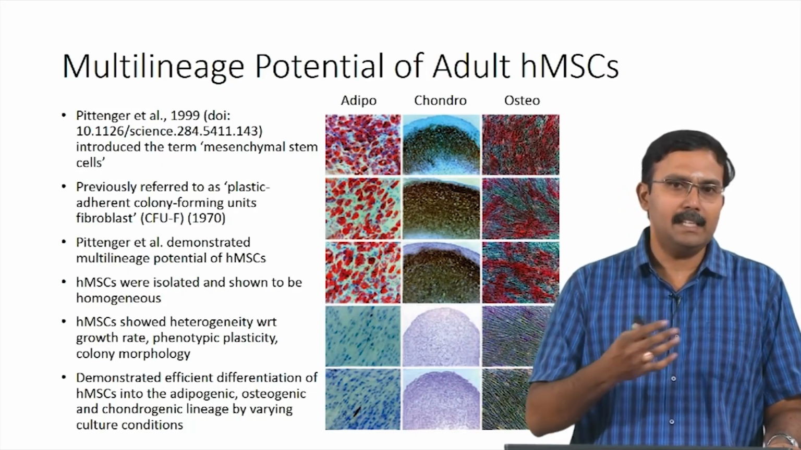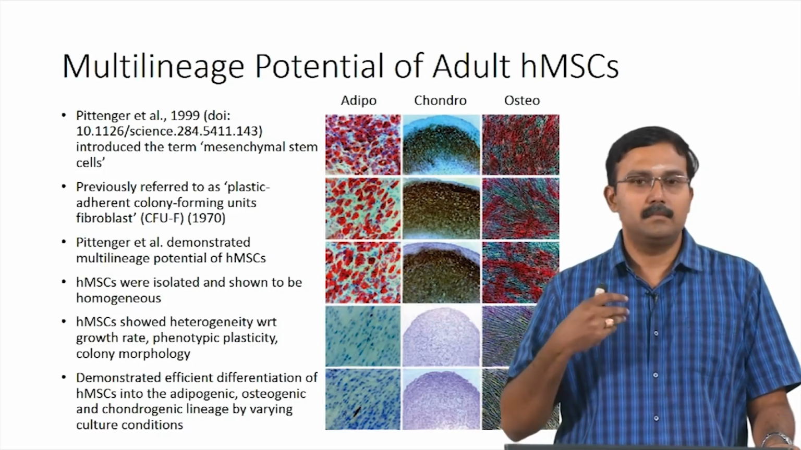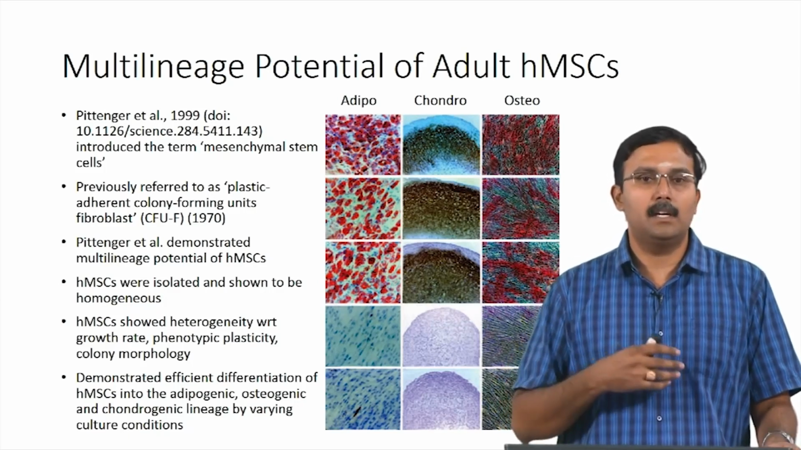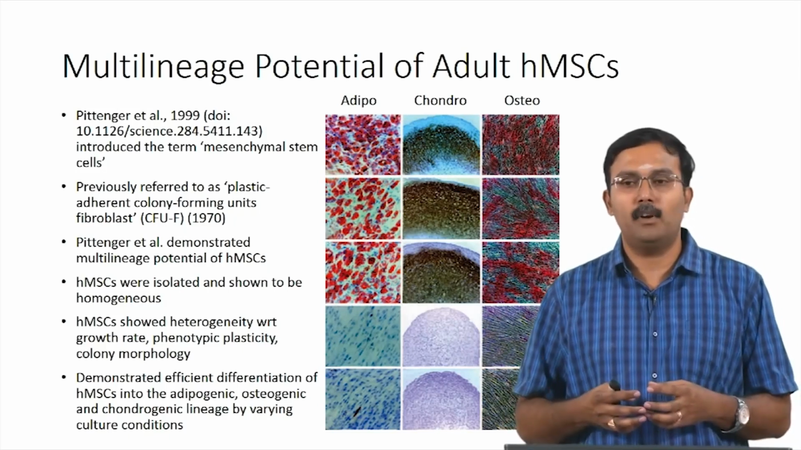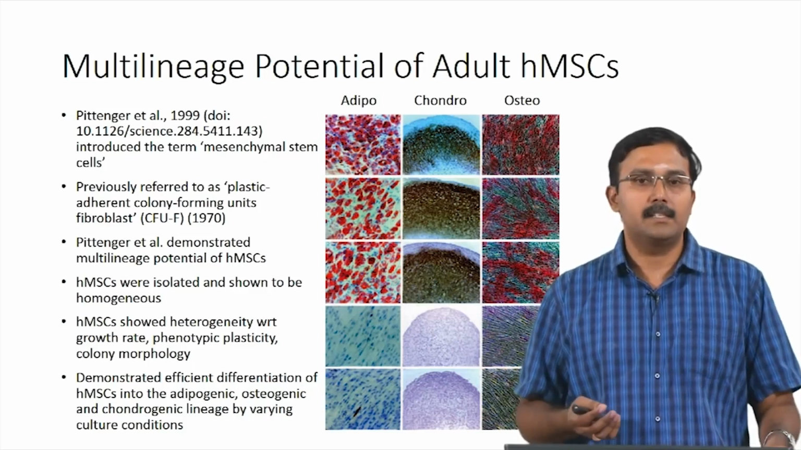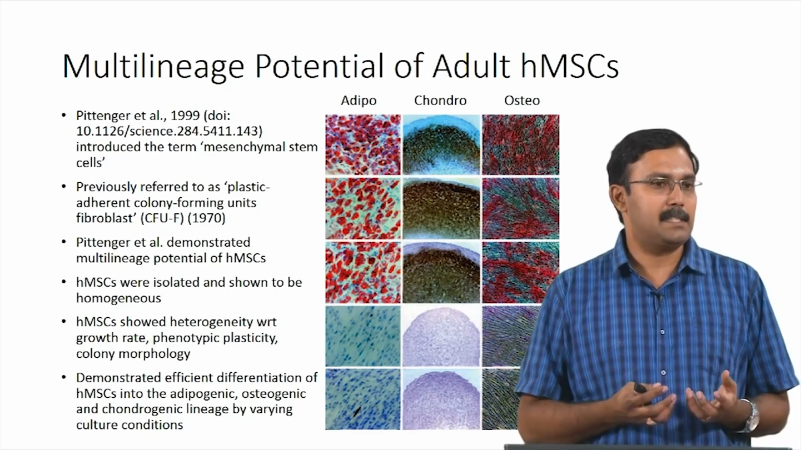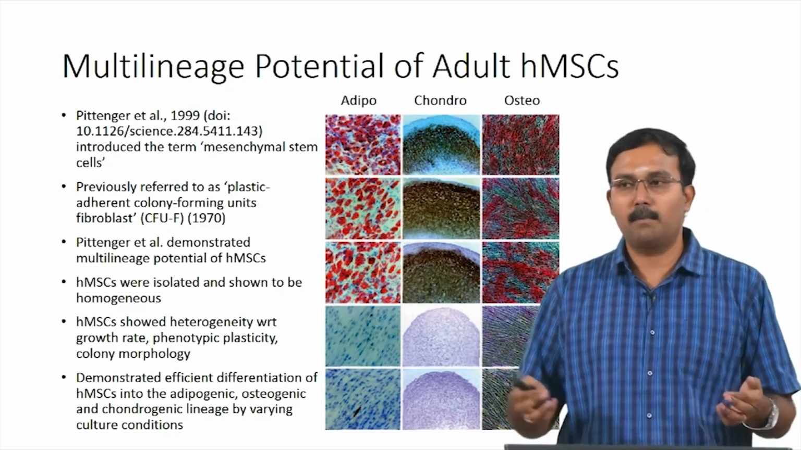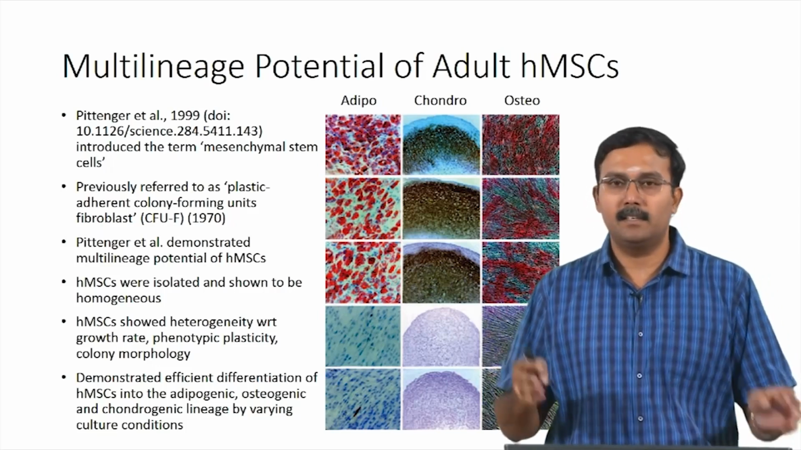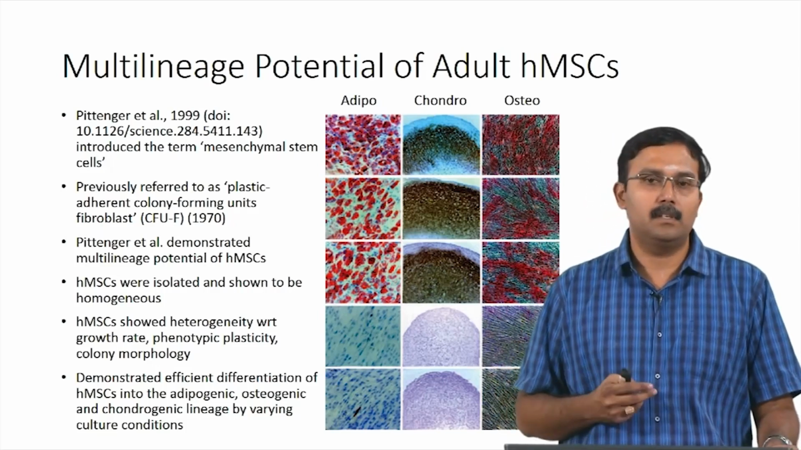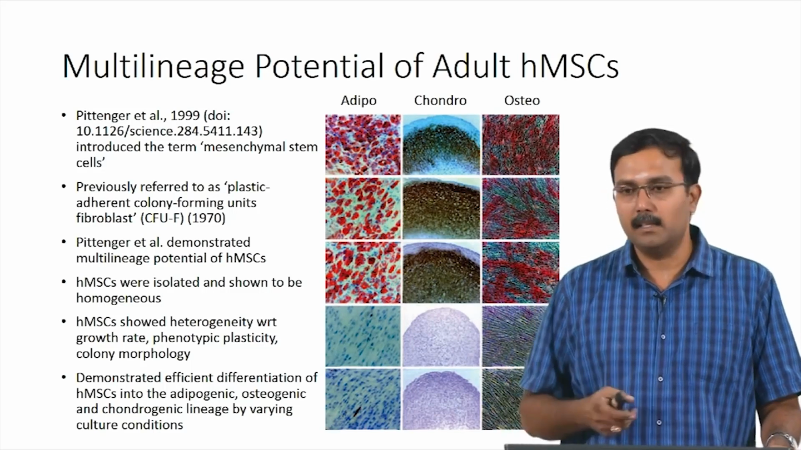They also showed that these mesenchymal stem cells had heterogeneity with growth rate, phenotypic plasticity and colony morphology when cultured in different conditions. So, initially they were identical, right? When you harvest these mesenchymal stem cells, all the morphology and all the properties are the same, but when you culture them in different conditions, they become completely different cells. That was shown for the first time in this paper.